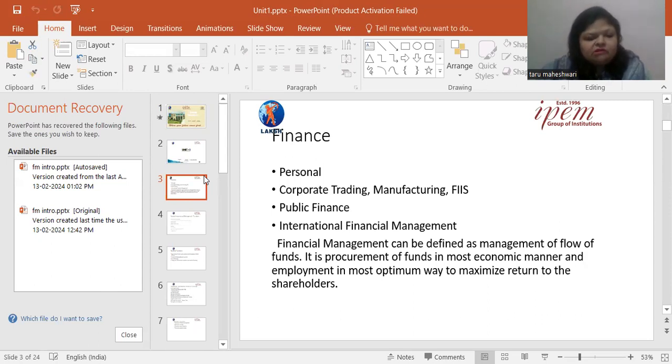Now there is a very emerging area called behavioral finance. It is an extension of personal finance, where behavior also depicts the need for finance.